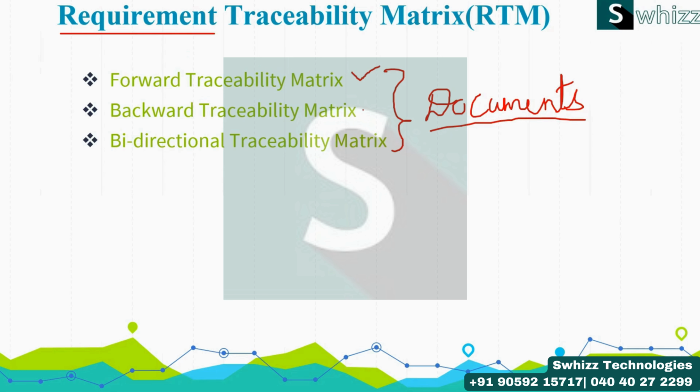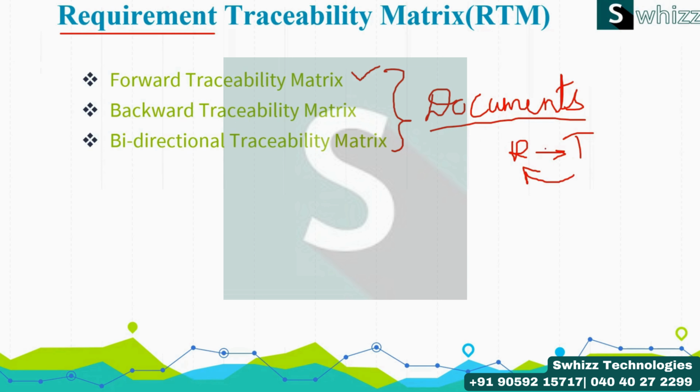And backward traceability is also called a reverse traceability matrix. So here, requirements to test cases mapping means forward. If we map the test cases to the requirements, that is a backward traceability matrix.